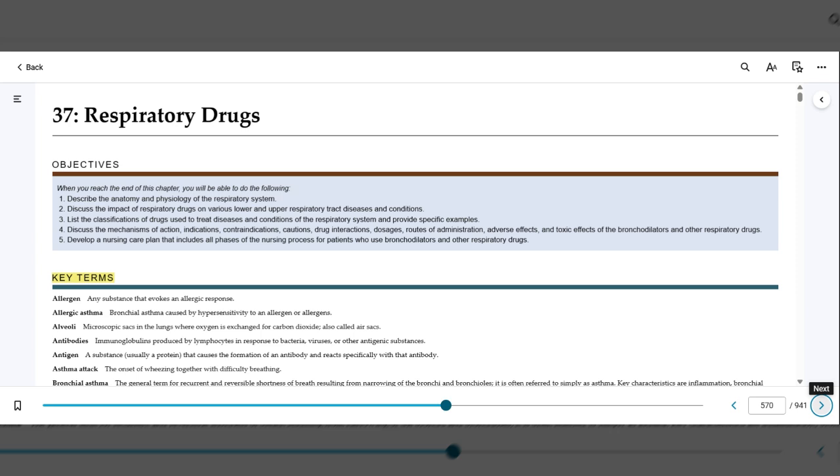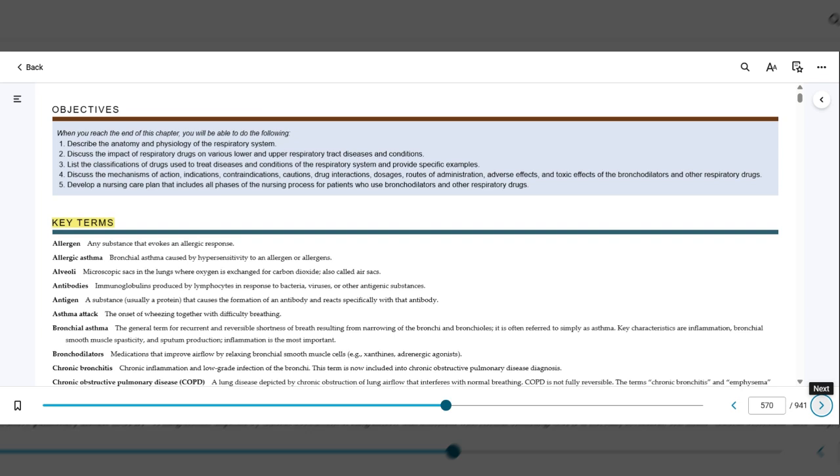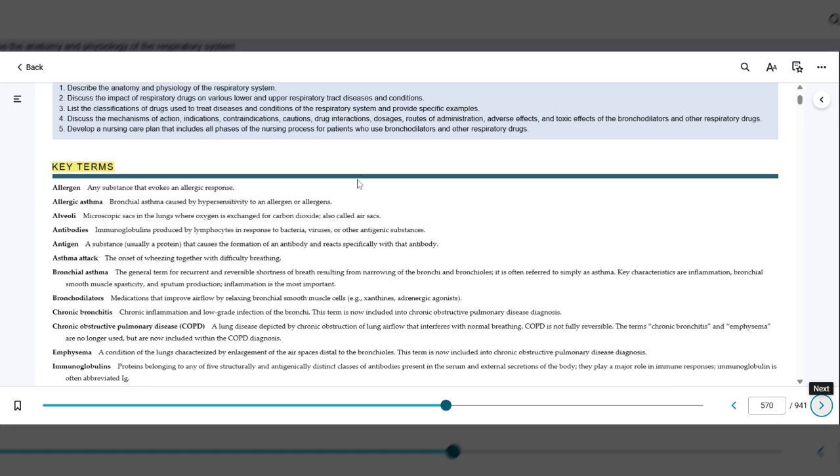On this one, pay attention to our 5 objectives here. And we're really looking at the upper respiratory tract and diseases, and then the lower respiratory tract and diseases. Again, these medications, similar to what we had in our last chapter, chapter 36, we're not going to cure a disease with these. We're really just minimizing the symptoms that patients have with these diseases.